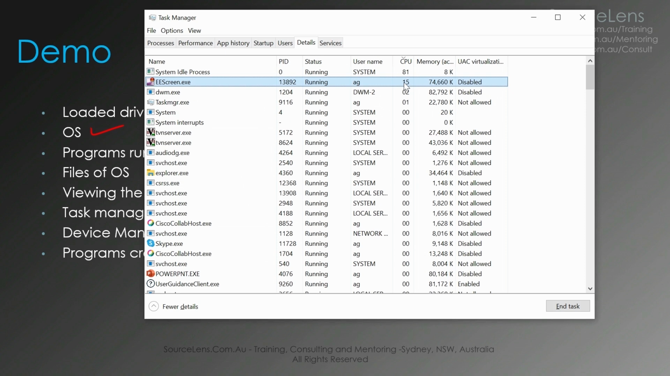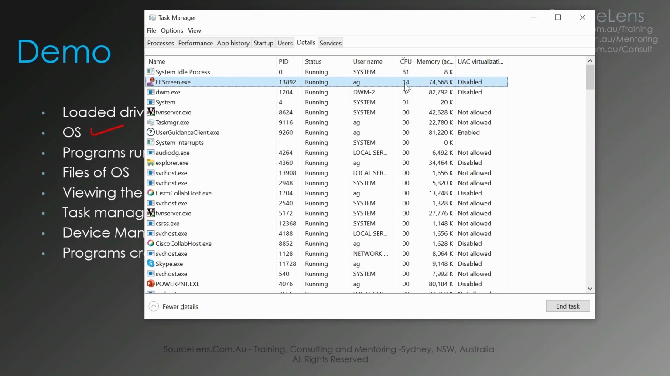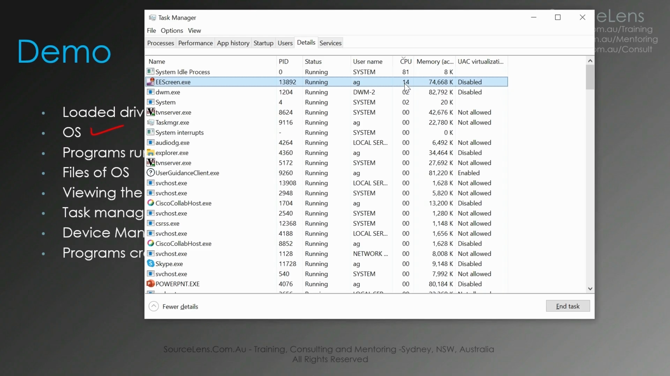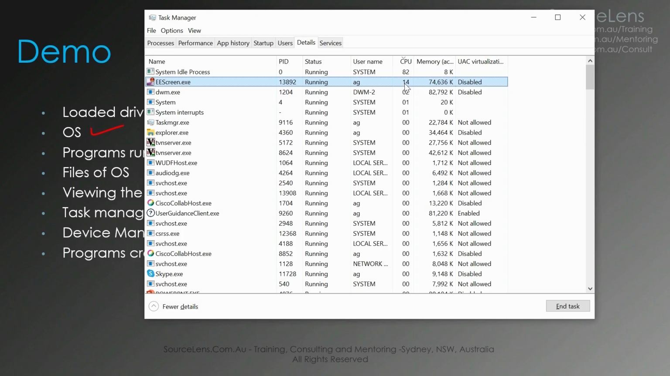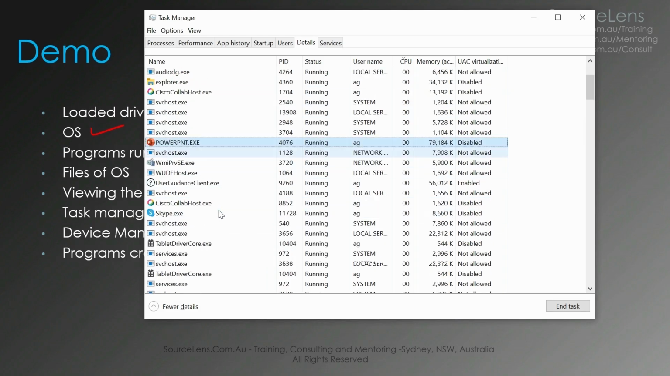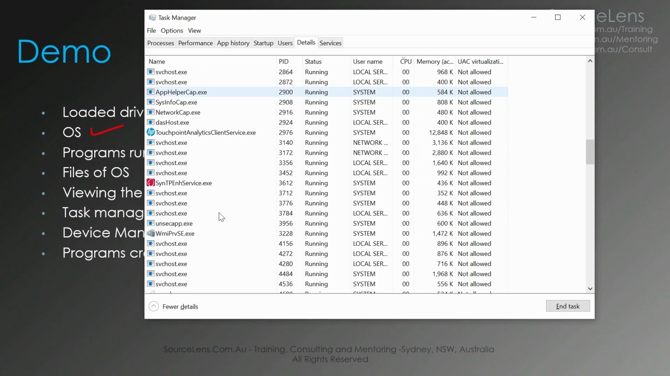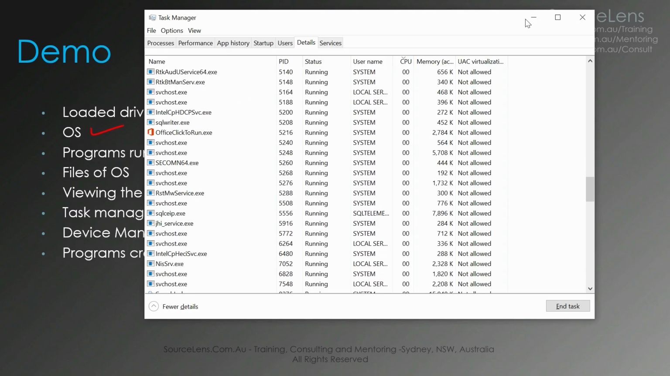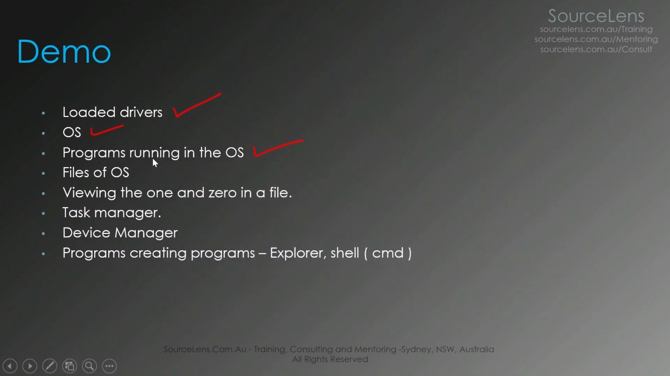Look at the CPU usage of the screen capture. Screen capture is actively using CPU because it's processing. It is capturing right now while we are talking. That's why it is taking almost 14-15% CPU at the moment. So this is the PowerPoint. A lot of other software is running in this system right now. So those are the programs running in the operating system.